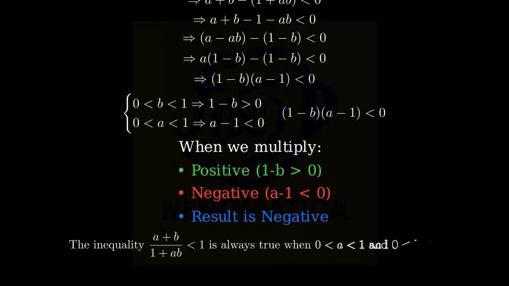Therefore, the inequality (1 minus b) times (a minus 1) is less than 0 is always true when 0 is less than a is less than 1 and 0 is less than b is less than 1. This means our original inequality, (a plus b) divided by (1 plus ab) is less than 1, is proven to be true.